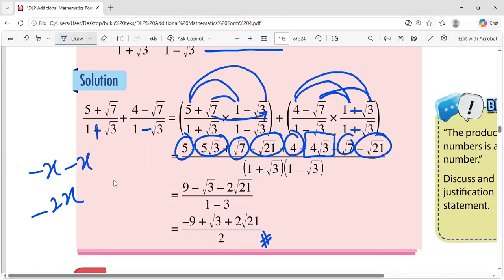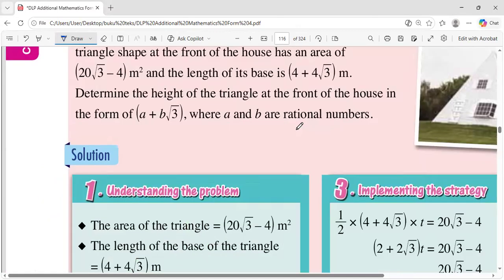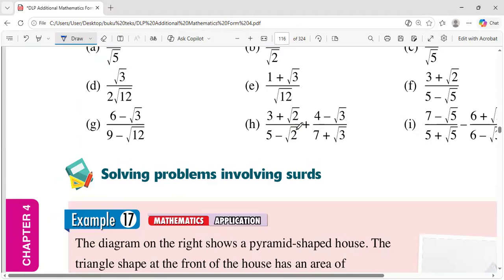Okay, next is your question. Try to solve the questions in your textbook. I give you 20 minutes. Sorry, 10 minutes.